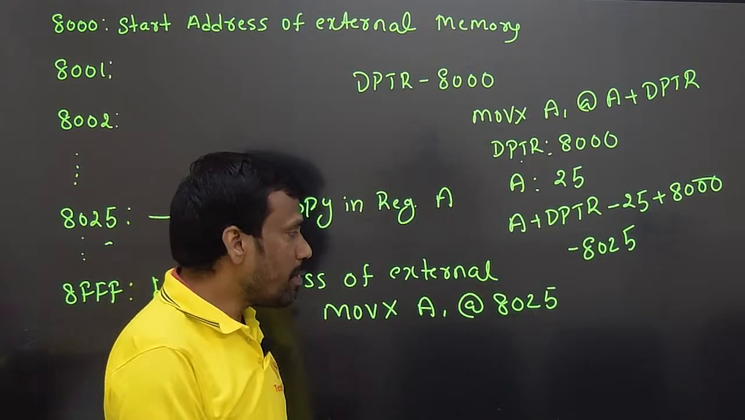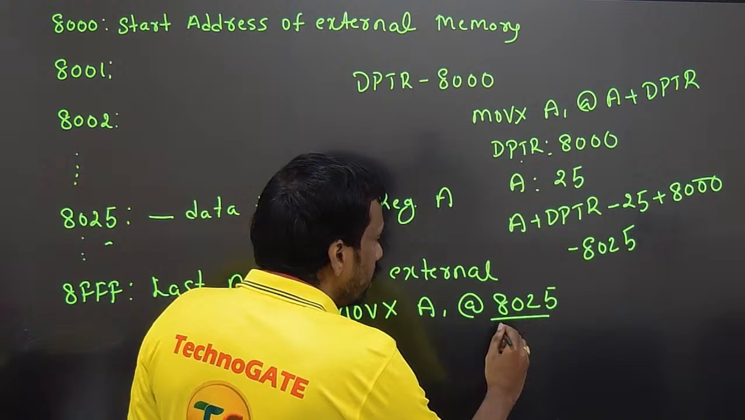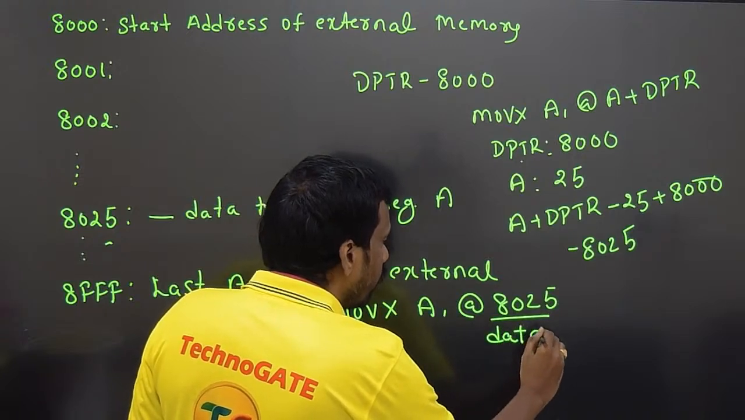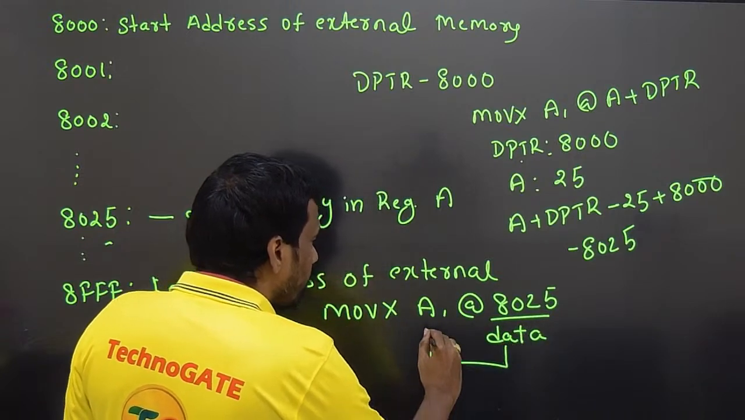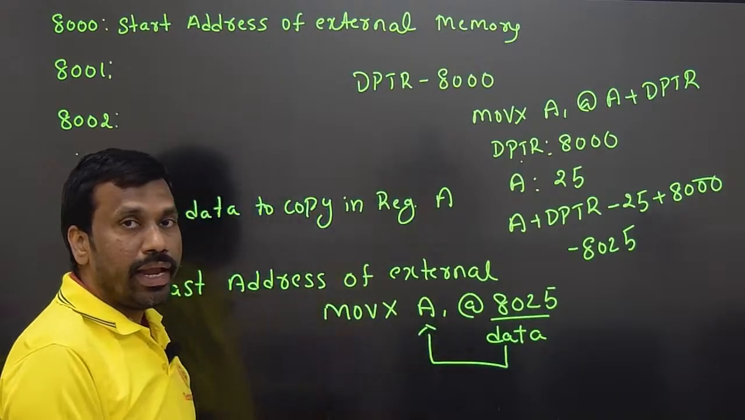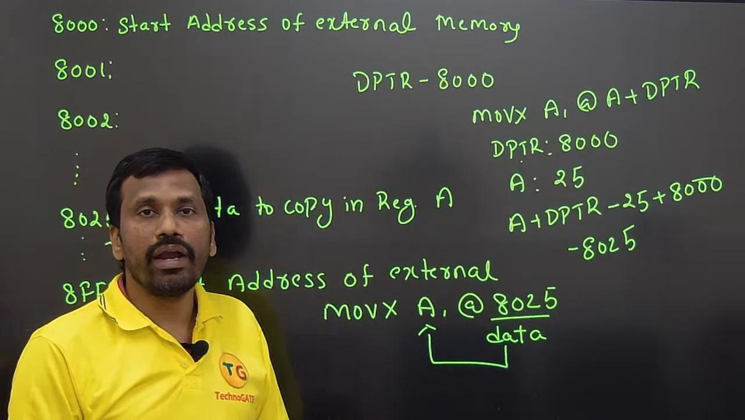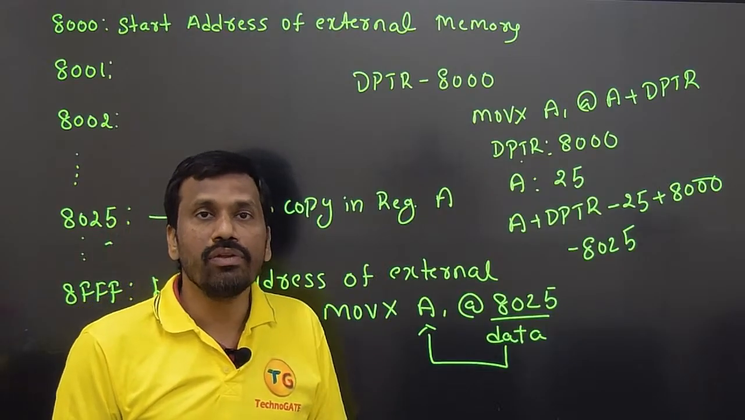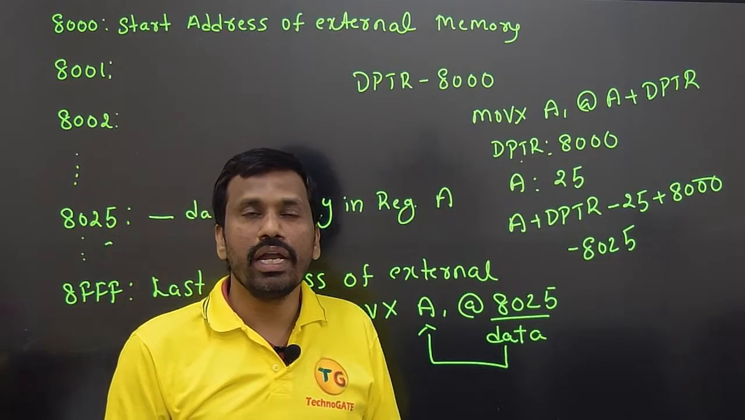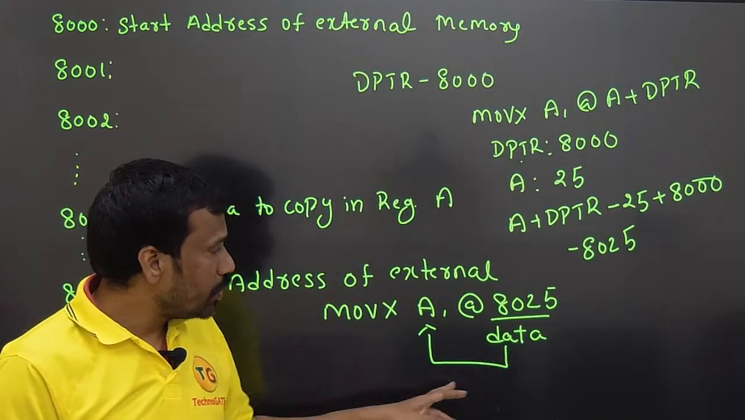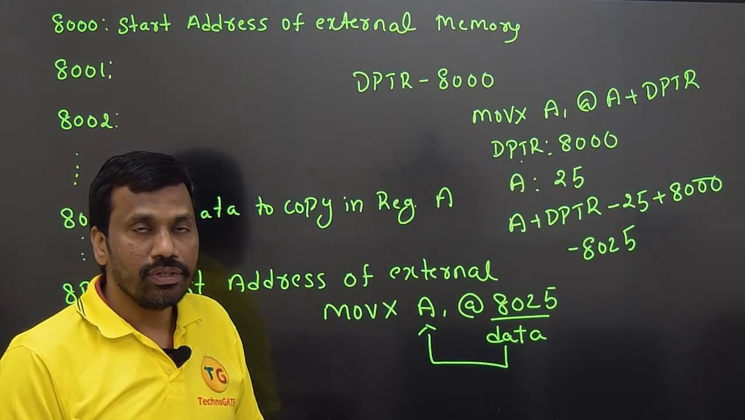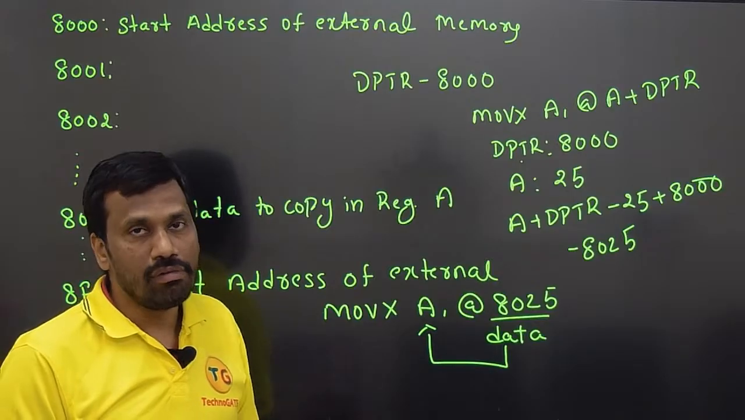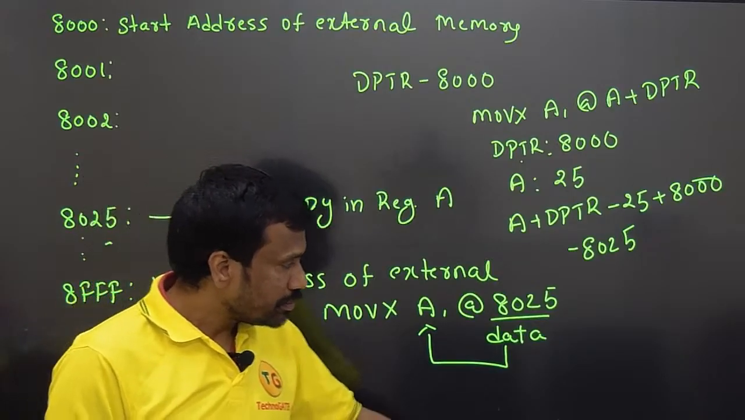Okay. Now what happens here? So the data will be copied to register A. In the 8025 address location, some data will be there. 8025 is the address location. In that address location, data is there. So that data will be copied to register A. So this is how the instruction will work.